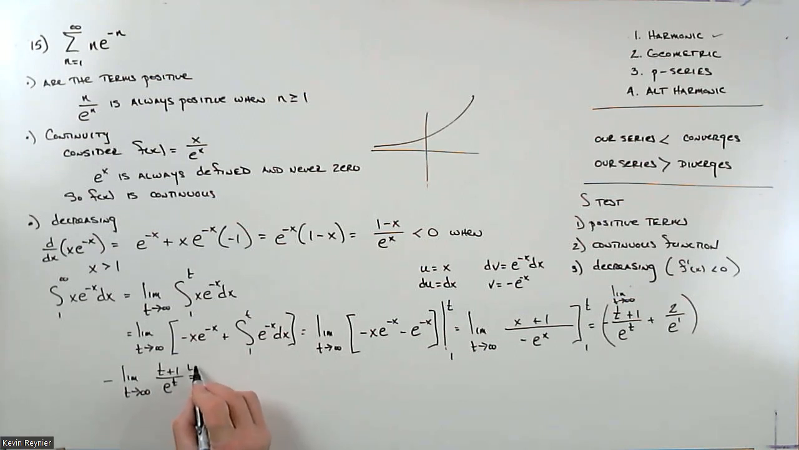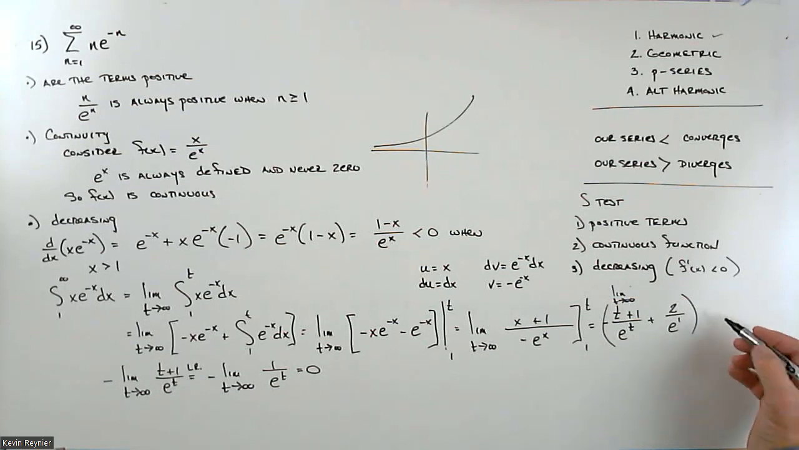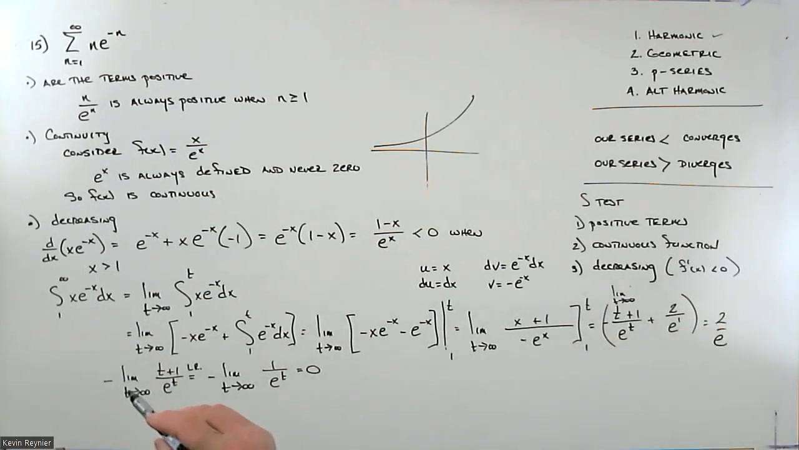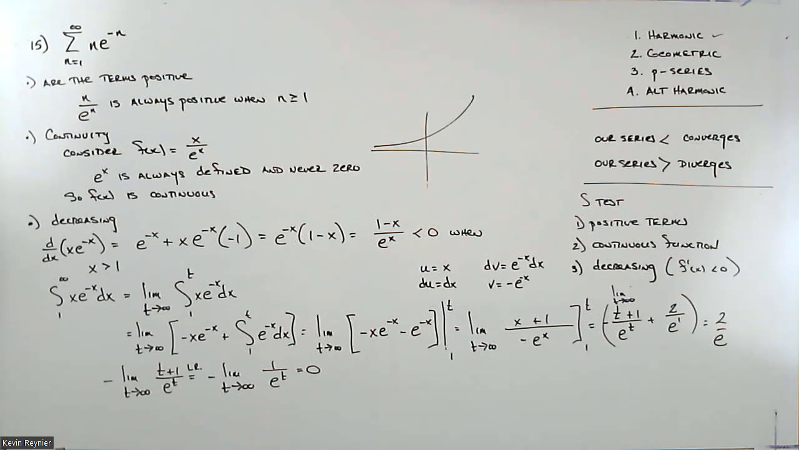Now to do that, we're going to have to use L'Hopital's rule, which means we're going to get minus the limit as t goes to infinity. The derivative of the top is going to be 1. The derivative of the bottom is going to be e to the t, and this is going to equal 0. So this piece is going to be 0. This piece is going to be 2 over e. So the answer is going to be 2 over e, which means this integral converged, right? Didn't equal infinity. So that integral converged, and because it converged, our series converges by the integral test.